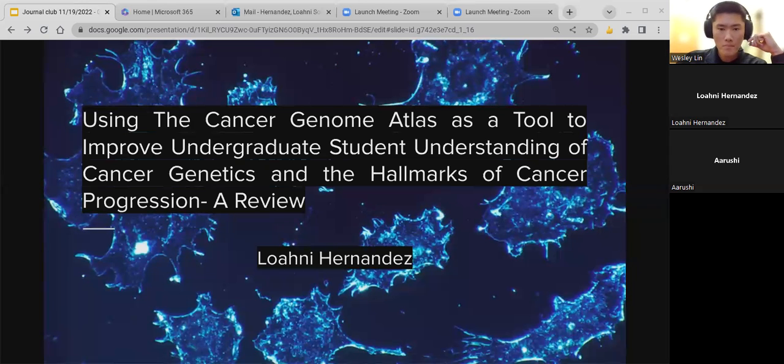Today we're going to be talking about using the Cancer Genome Atlas as a tool to improve undergraduate student understanding of cancer genetics and the hallmarks of cancer progression. So let's go ahead and get started.